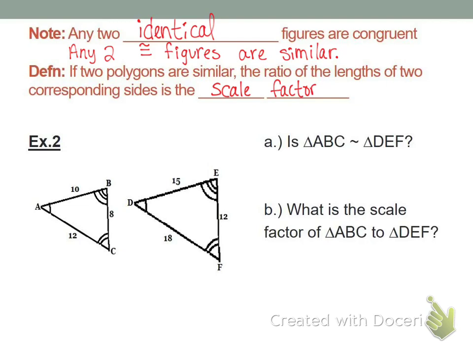All right. Example 2. Is triangle ABC similar to triangle DEF? Two things need to be true for similarity, and we might be repeating them a lot. What are the two things, or what's one of the two things we need to check for similarity? Congruent angles is one of them. Corresponding congruent angles. What's the other thing we have to check?